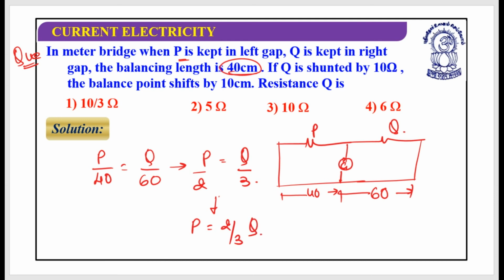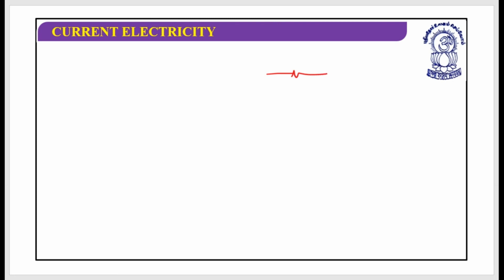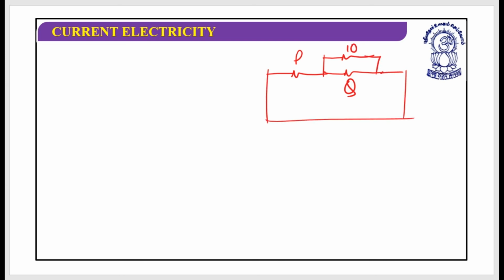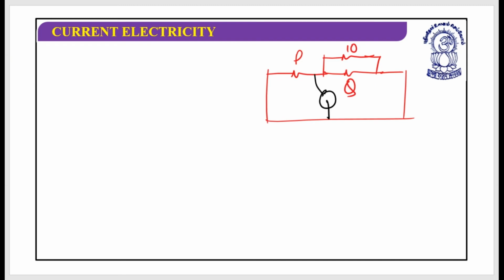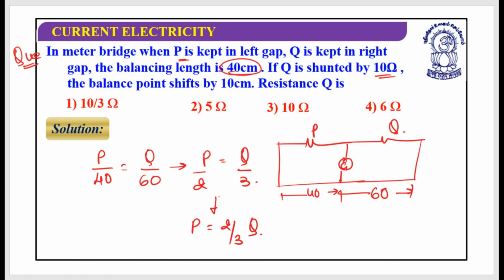Now Q has been shunted, that means a parallel resistance of 10 ohm has been connected with Q, and the balance point shifts by 10 centimeter. So the situation is that this is P, this is Q, this is 10 ohm, and now the balance point has been shifted by 10 centimeter. So now it is at 50 centimeter. Initially it was at 40 and now it is at 50 centimeter. So I need to find out the resistance Q.